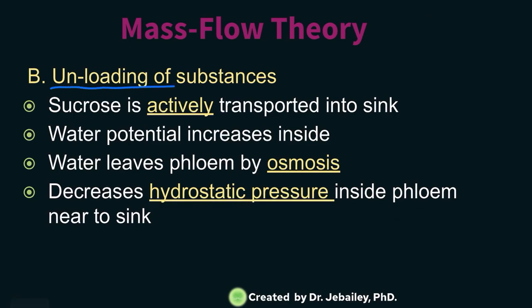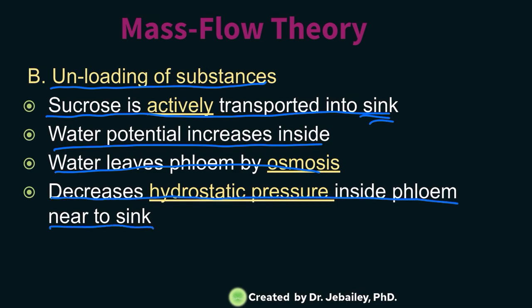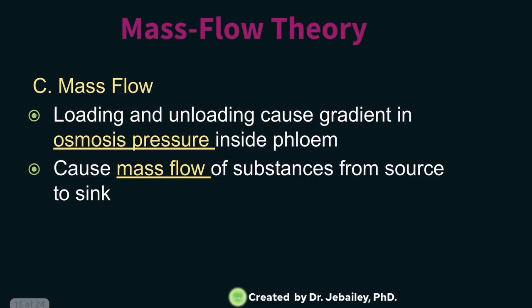Then the unloading, that means getting the sugar out of the phloem into the sink. So sucrose is actually transported into the sink. Sorry, I probably said source, but it's a sink here. Water potential is increased inside. Water leaves the phloem by osmosis and decreases the hydrostatic pressure inside the phloem near the sink. So that means the chances of the water moving back are going to be higher, so it's pushing it towards the xylem. So then mass flow, the loading and unloading cause a gradient in the osmotic pressure inside the phloem, causing mass flow of substance down from the source to the sink.